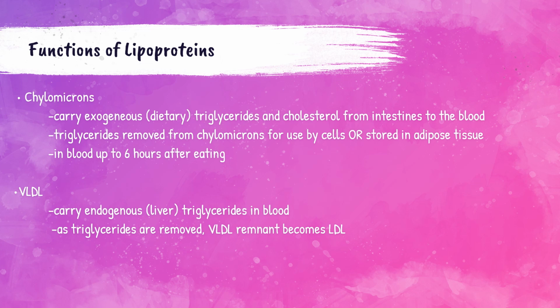Now, very low density lipoproteins, or VLDL, are lipoproteins that are responsible for carrying the endogenous triglycerides in the liver to the bloodstream. And again, endogenous is different from exogenous, so endogenous is just what is produced by the body. So the triglycerides are removed from VLDL and the remnant becomes a low density lipoprotein.